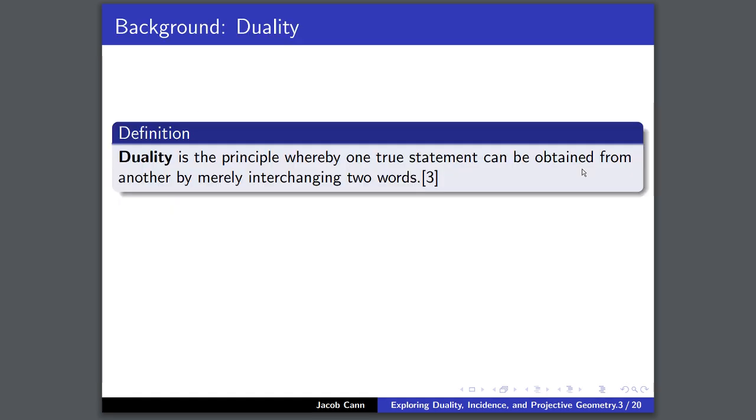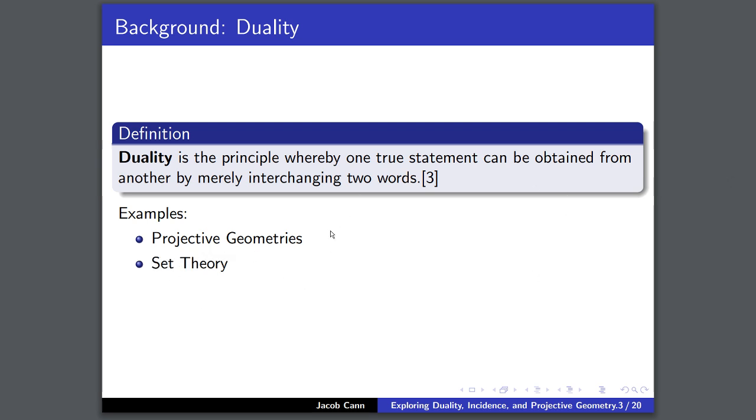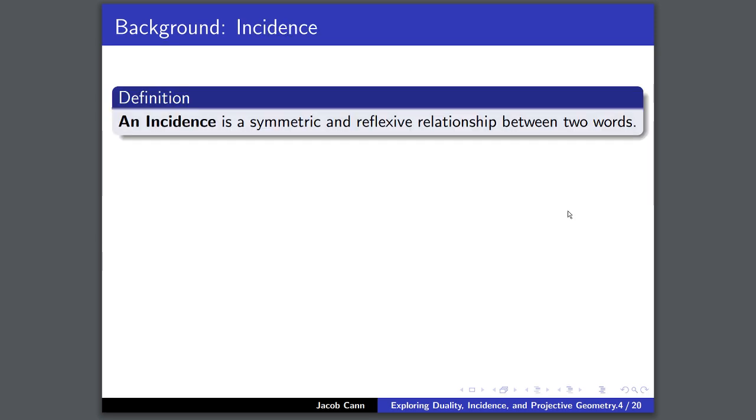So duality is the principle whereby one true statement can be obtained from another by merely interchanging two words. And we see this in projective geometry, which we'll get to. Set theory, which is like set notation that we look at, like sets and what's in a set, and combinatorics and permutations, symbolic logic, if-then statements in coding, but mostly we're going to be looking at projective geometries today.